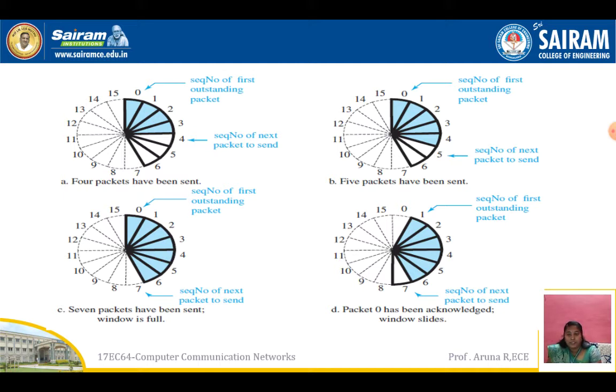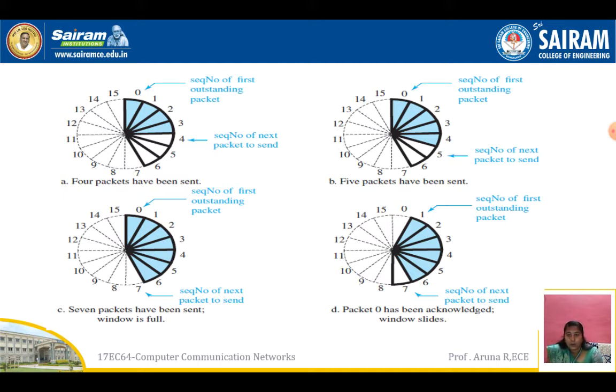Now, in this diagram you can see the numbers 0 to 15, which are the sequence numbers. For each and every slice one number is given, from 0 to 15. So the whole circle is divided into 16 sections, and each section is given a sequence number 0, 1, 2, 3, 4 up to 15.